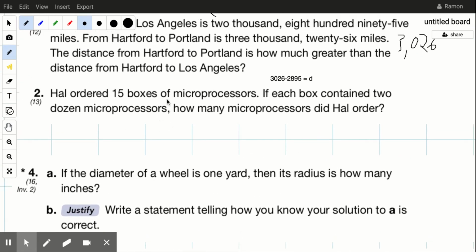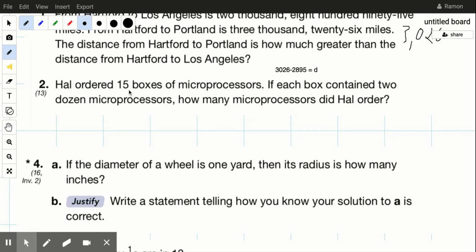Number two, he ordered 15 boxes of microprocessors. If each box contained 24 microprocessors, how many did he order in total? So we have a number of groups times the number in each group equals the total. For this one, the 15 boxes is the number of groups, and there are 24 in each. Once you multiply those, you'll find your total.